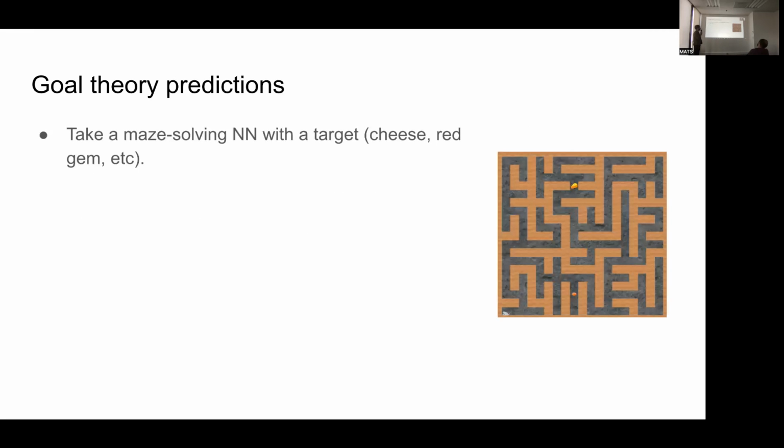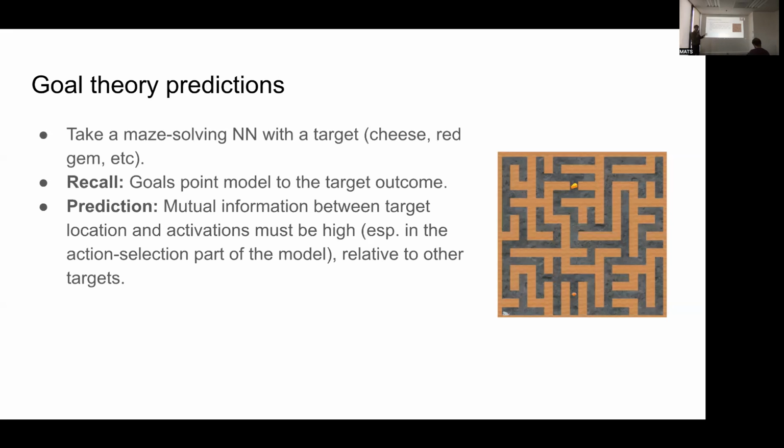Okay, so we take this initial theory and we start to try and make predictions. Here we have an agent that's trying to pursue long-term goals, or select action sequences to find a target outcome in a maze, for example, get to the cheese or the red gem. Now we're being more concrete and we're starting with a maze-solving neural network rather than arbitrary agents.